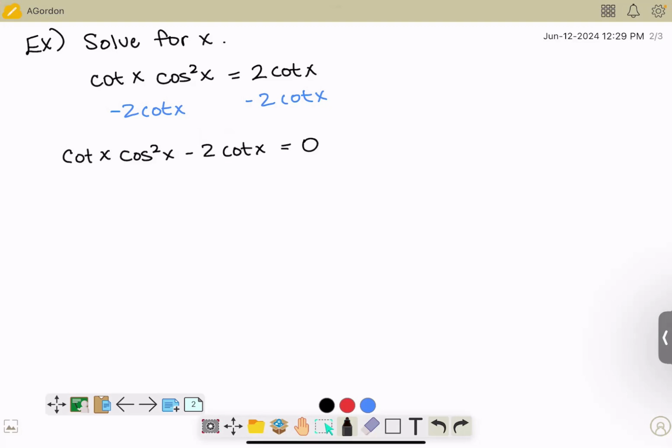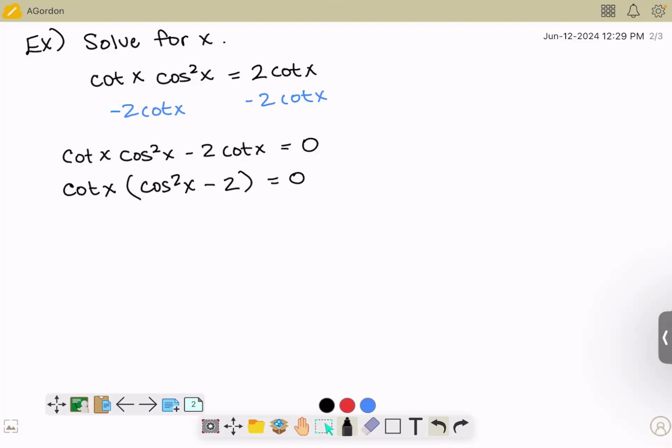Let's factor it out. If I divide out the cotangent x from the first term, what's left over would just be the cosine squared. And from the second term, if I divide out the cotangent x, all I would have left here is a 2.